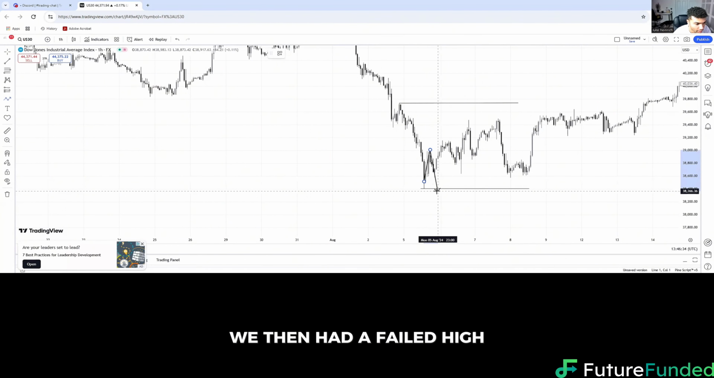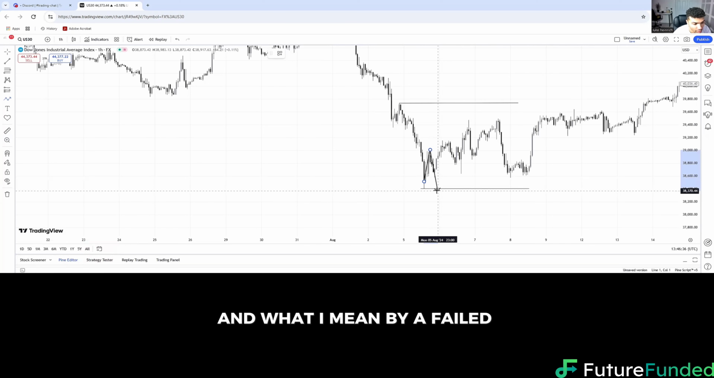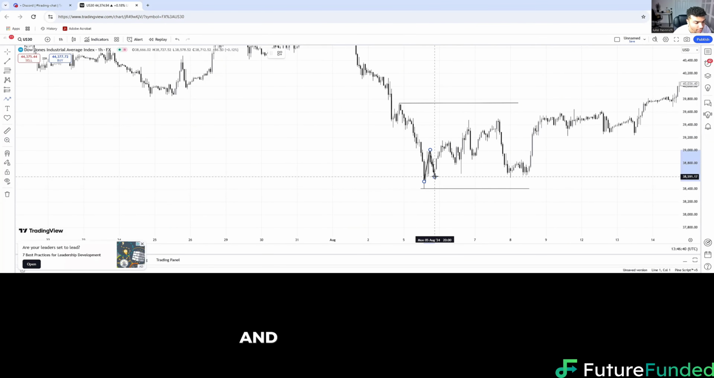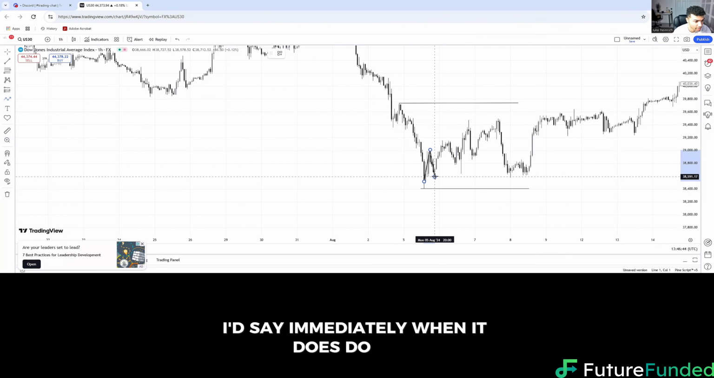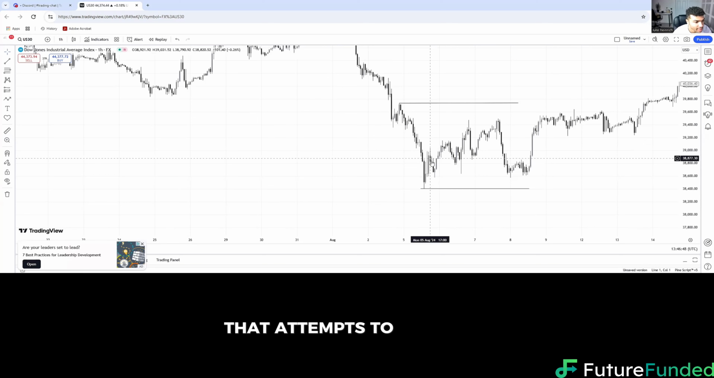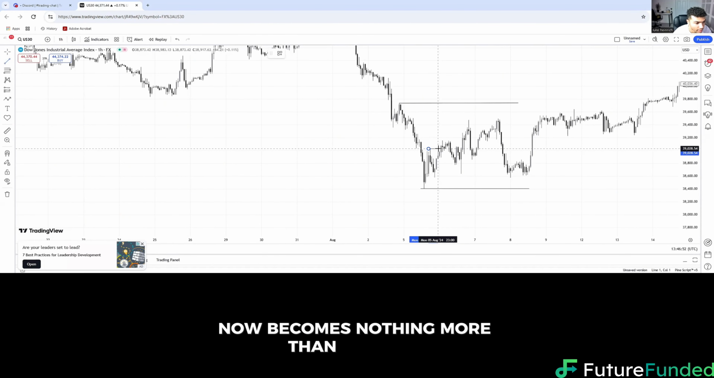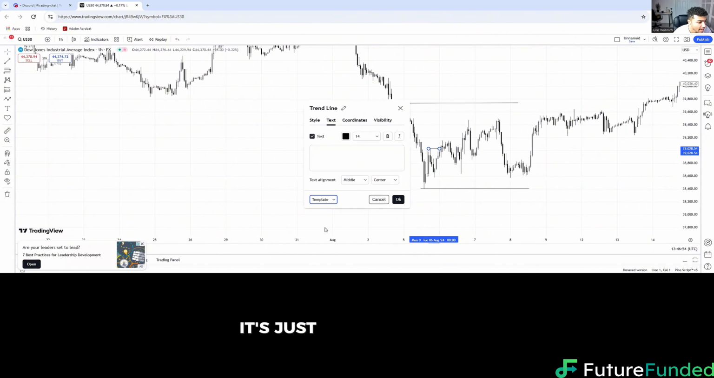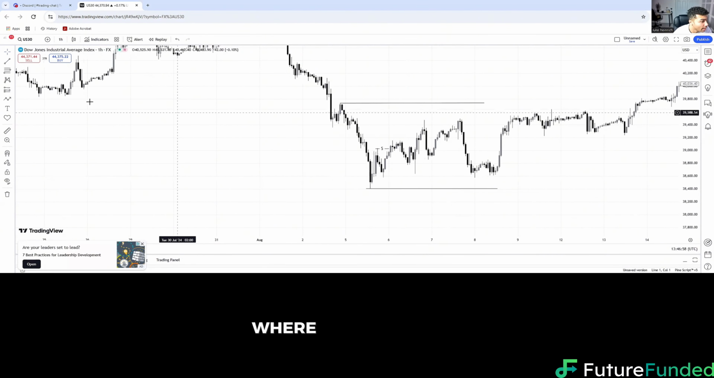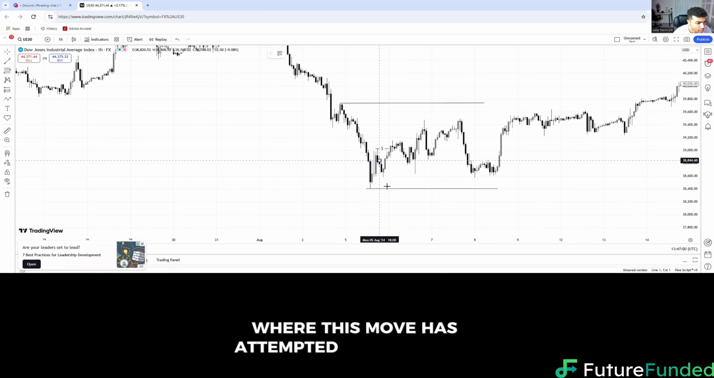We've then had a failed high. And what I mean by a failed high is price failed to break the low. And I'd say immediately when it does that, this high that attempts to take out the low now becomes nothing more than liquidity. It's just an area where retail traders, or loads of orders, are set up, where this move has attempted to push down.